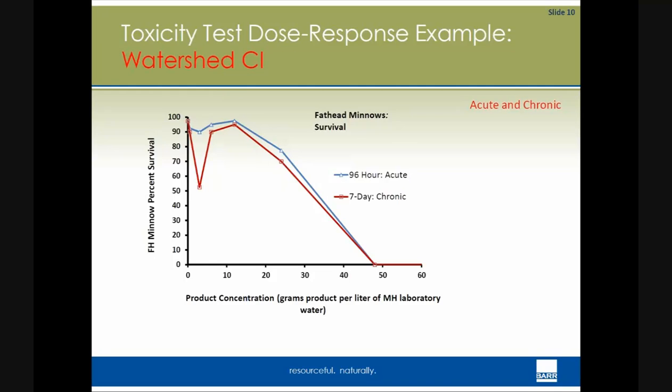This is survival. We only measured survival for the acute studies, and chronic results are typically measured in weight, but we also measured survival. And that's what I'm showing here in this graph. So sometimes the acute and chronic effects were fairly similar, but it should also be noted that for fathead minnow, the duration is not that much different, really. It's only 4 days versus 7 days.